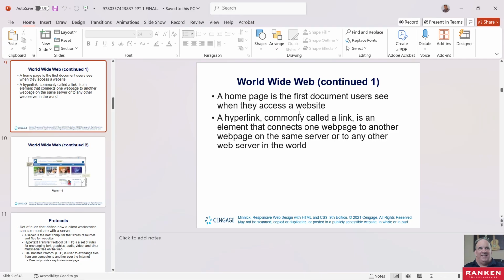A hyperlink, commonly known as a link, is an element that connects one web page to another web page on the same server or any other web server around the world.